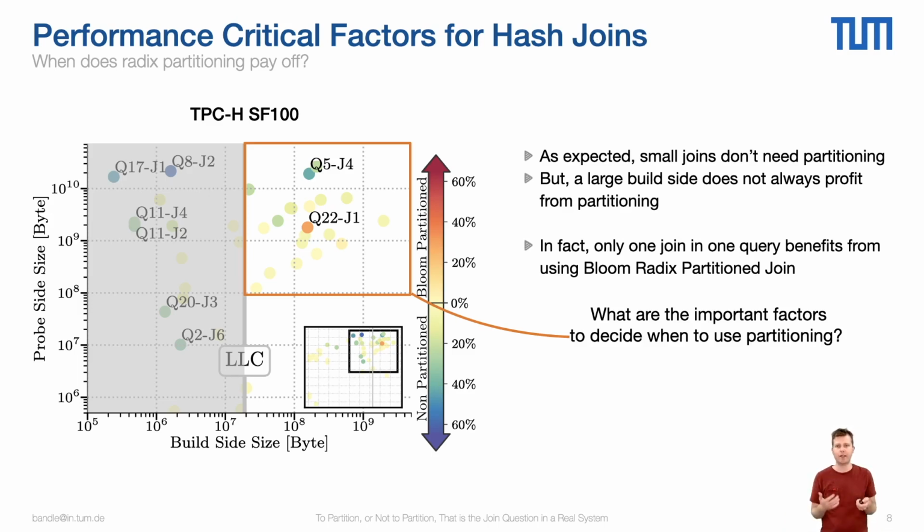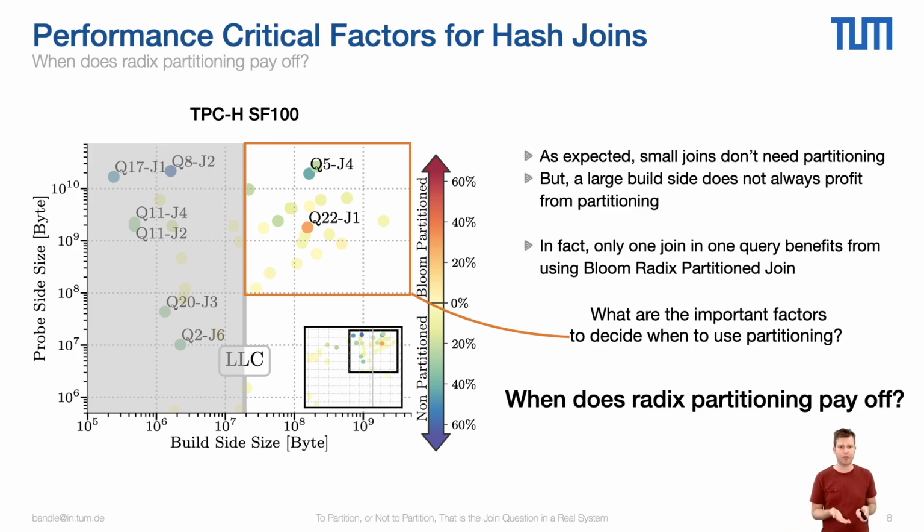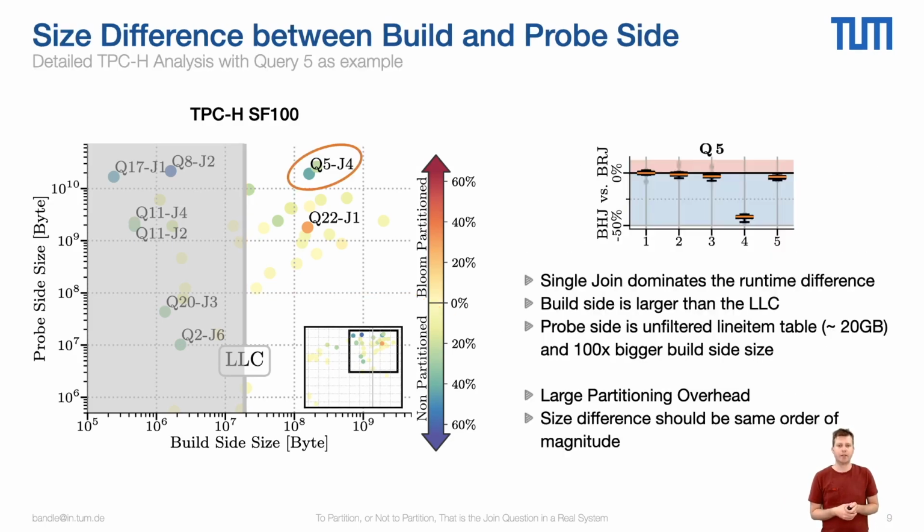And then to finally answer the question, when does radix partitioning pay off in TPC-H and also in general? Digging a bit deeper here, we are first looking at the fourth join in query 5, because it's the one join where the build set is larger than the last level cache, but still has the most negative effect of using partitioning here. To the top right, you see another evaluation, where we looked at each of the joins of query 5 in detail, how much of an effect it has, whether we should use partitioning or not. In that case, we are 50% better off by not using partitioning here.